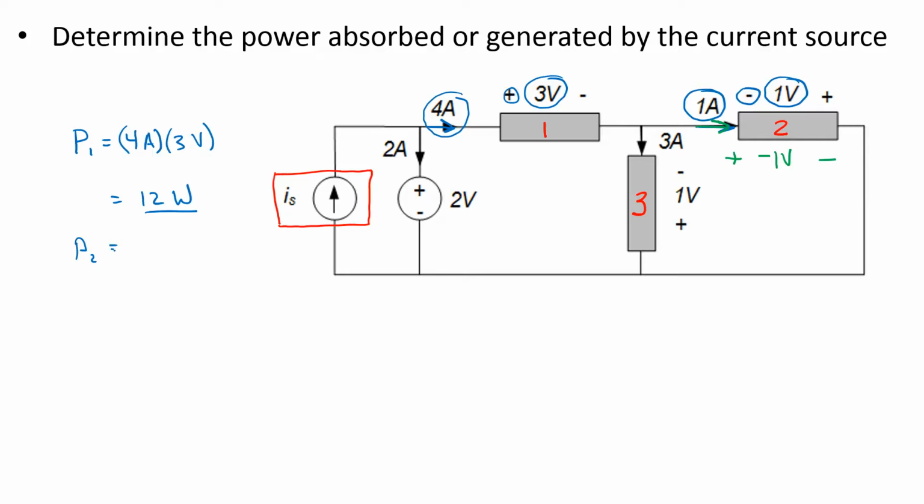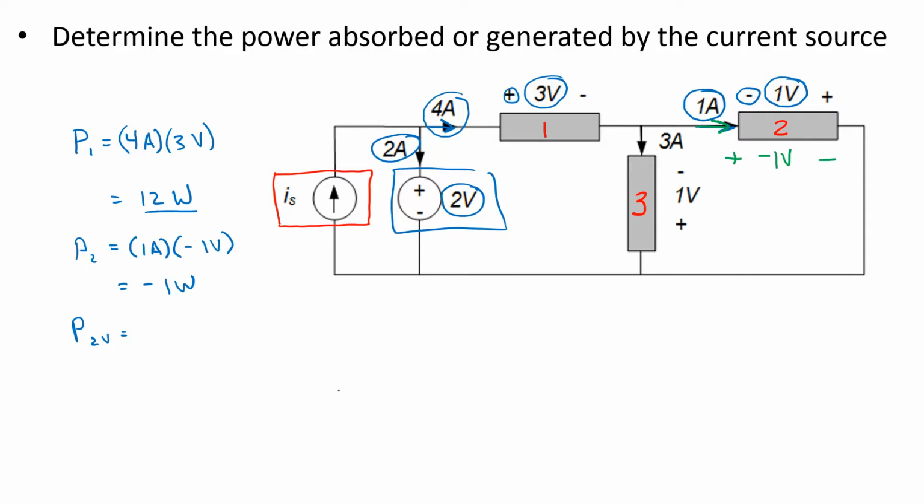So P2 is equal to 1 amp times negative 1 volt. This is negative 1 watt. So it's generating power. For this 2 volt source, P2 volt is the product of voltage and current. It's got 2 amps going into it.